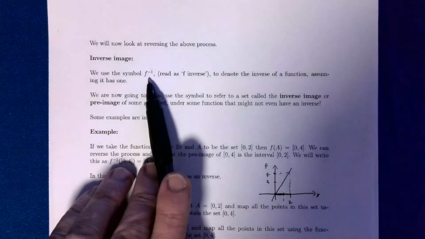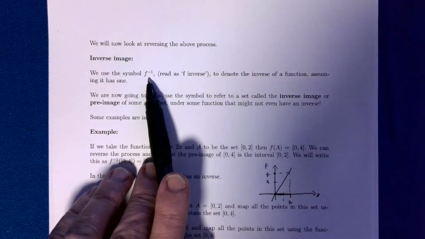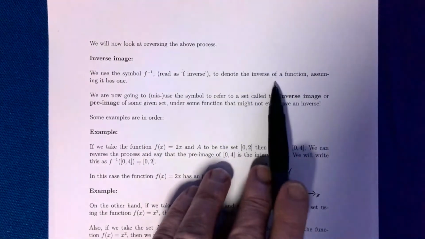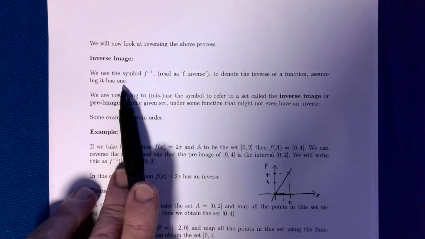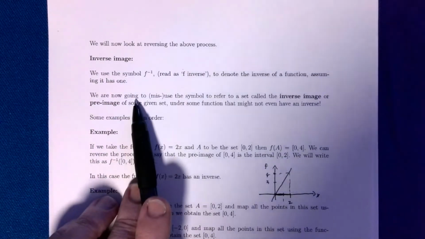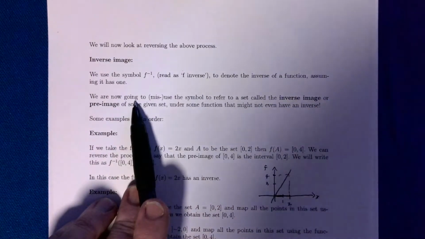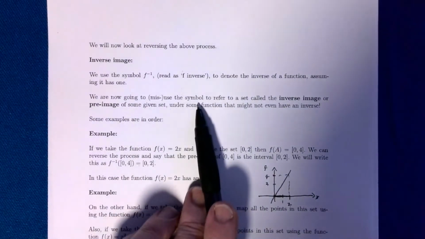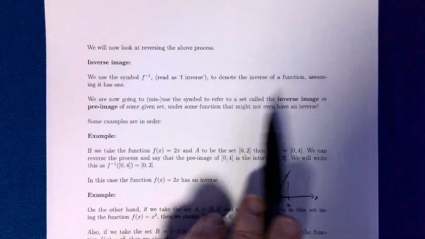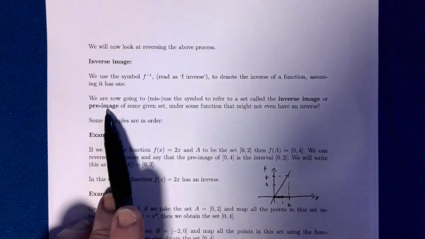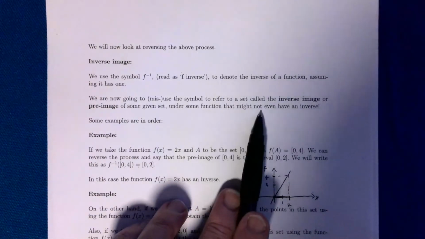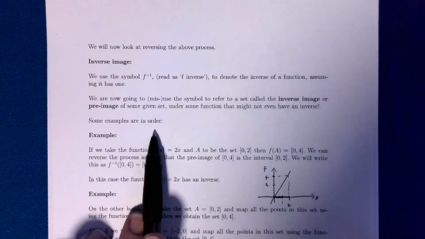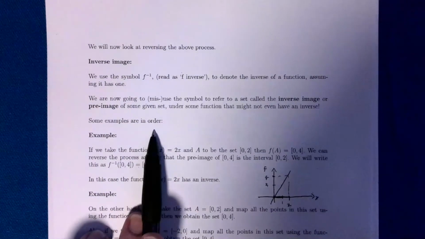Now in mathematics we use this symbol, which we often read as f inverse, to denote the inverse of a function, assuming that it has one. That's all very fine, but unfortunately, which is rather confusing, but I'm afraid that's just what happens, we're now going to misuse this symbol to refer to a set called the inverse image or the pre-image of some given set under some function f that might itself not even have an inverse. Now what do I mean by all this? Well, the best way of seeing this is to have a look at some examples.